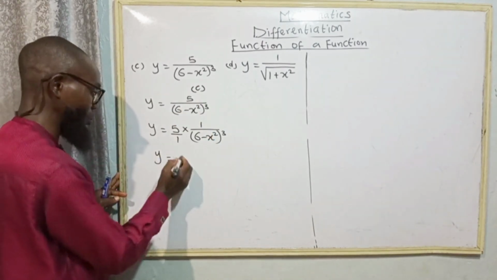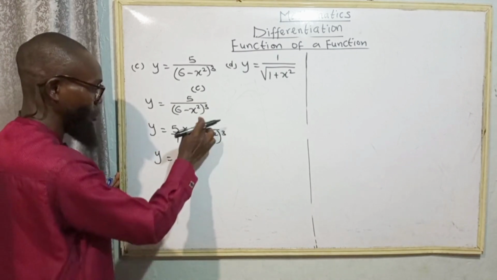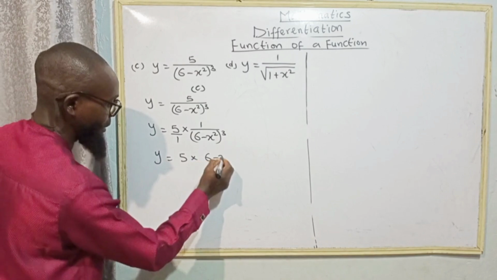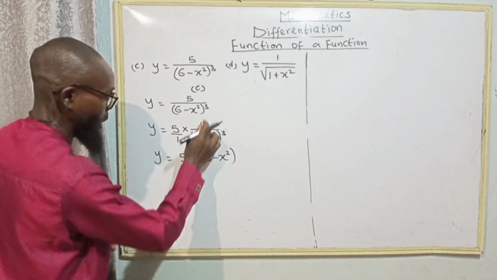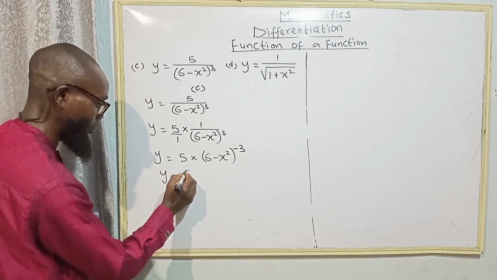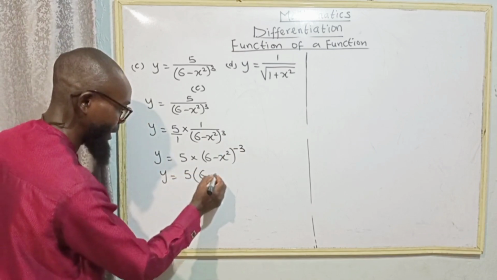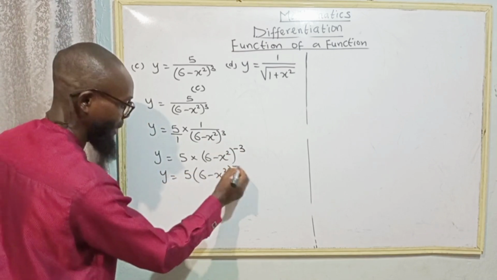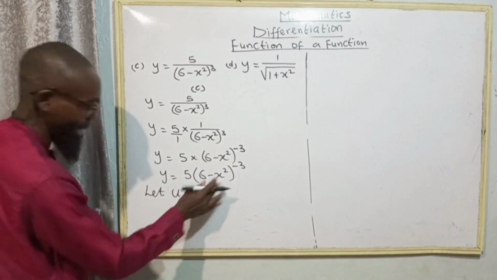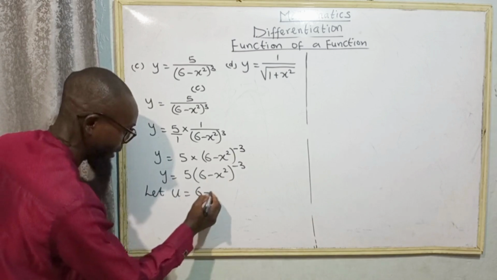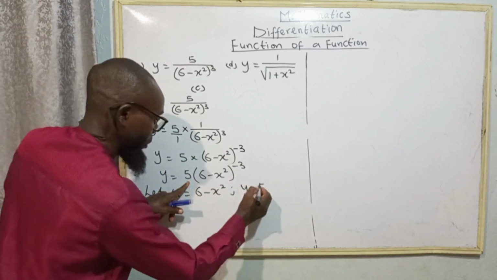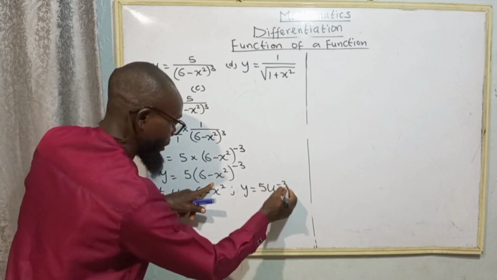Now, y equals 5 multiplied by (6 minus x squared) raised to power, where the 1 over changes to a minus sign, so we have minus 3. So y equals 5(6 minus x squared) to the power minus 3. As I said, let u equal anything in the brackets, 6 minus x squared. Then my y will now equal 5 times u raised to power minus 3.